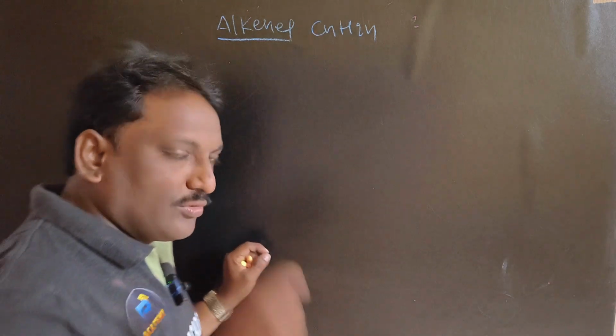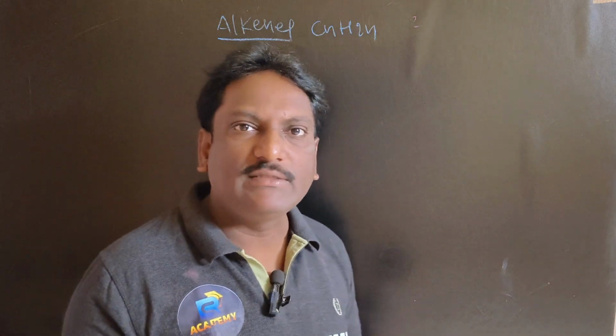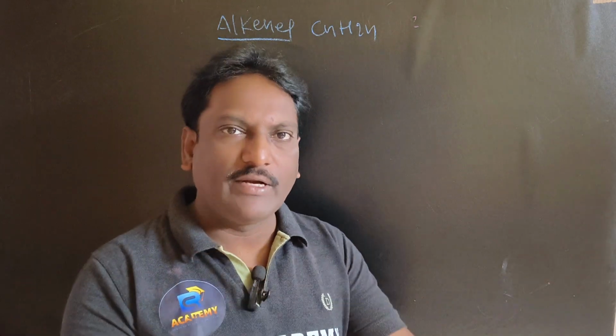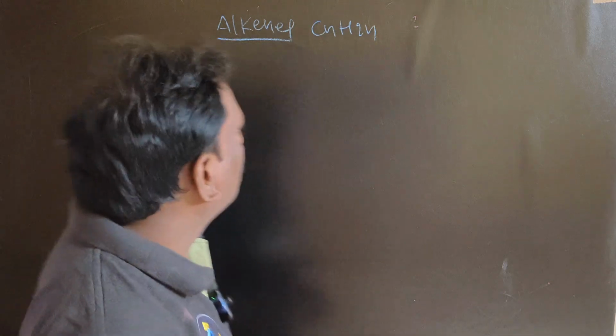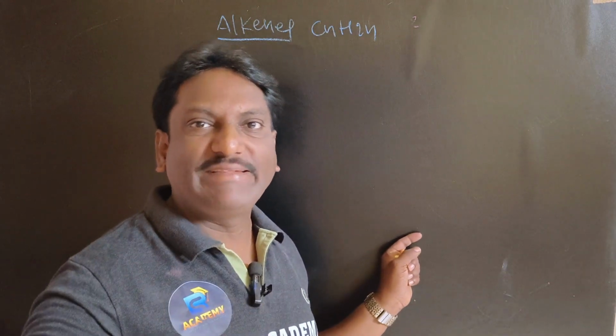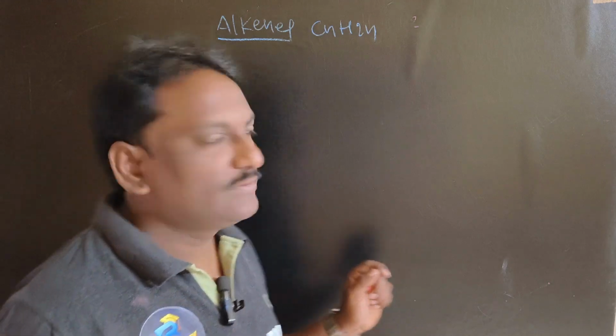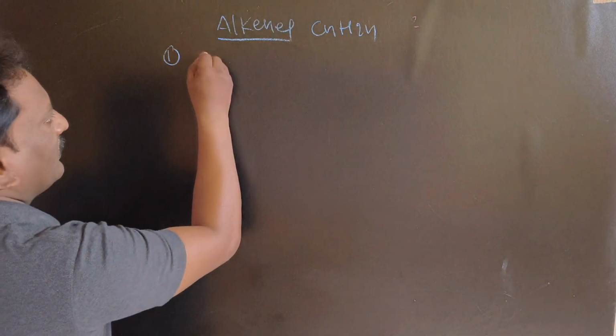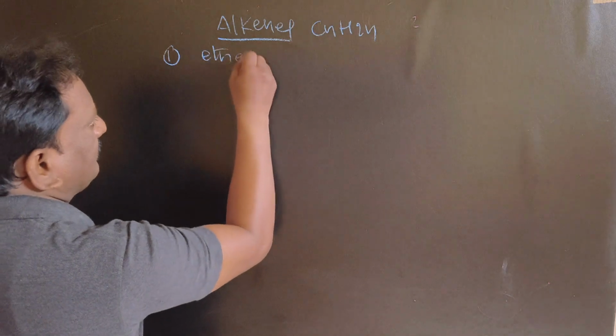So the alkene family starts from 2 carbons onwards. We require a minimum of 2 carbons. That's why there is no methane. Ethene is possible. The first member will be ethene.